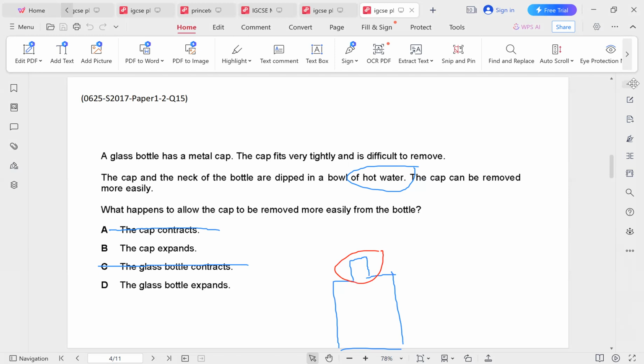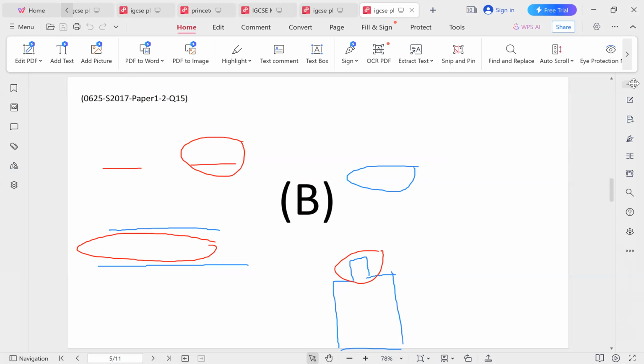First of all, because the cap is made of metal. So glass is a non-metal, of course, but the cap is made of metal as determined in the question. A glass bottle has a metal cap, so the metal is what expands. And second of all, because it makes more sense that for me to be able to remove the cap or the lid of the bottle, the cap expands. So B here is the correct answer.